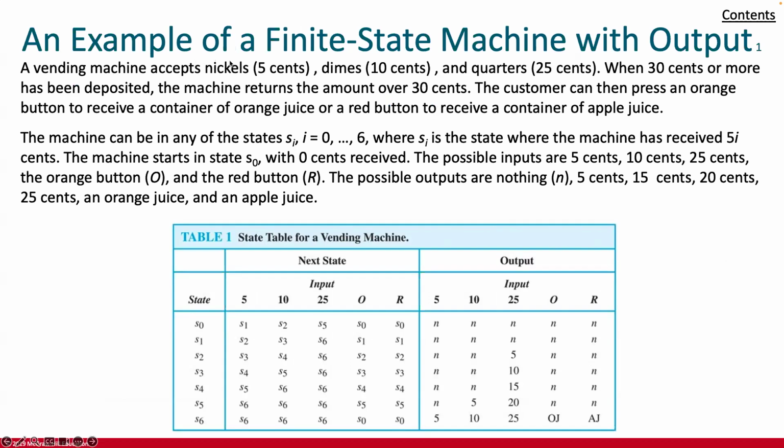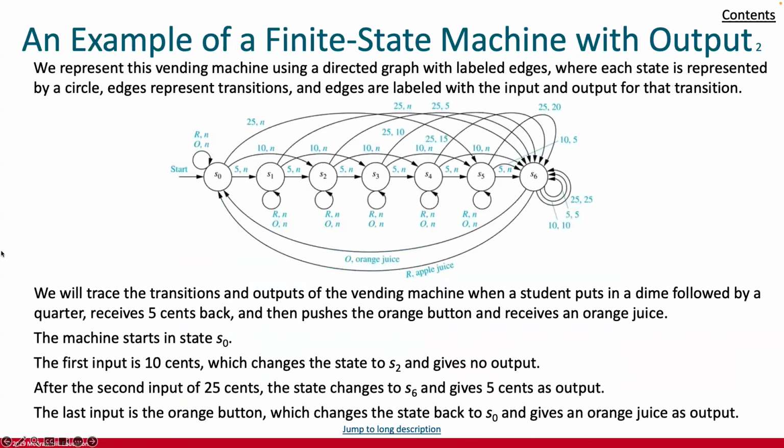This is a vending machine that accepts nickels, dimes, and quarters. When 30 cents or more has been deposited, the machine returns the amount over 30 cents. And so the customer can then press an orange button to receive a container of orange juice or a red button to receive a container of apple juice. So those are the things that you can get, orange juice or apple juice. And then you're going to get some change depending on what you put in. So this just gives you an idea. The output is the orange juice, the apple juice, and possibly some change.